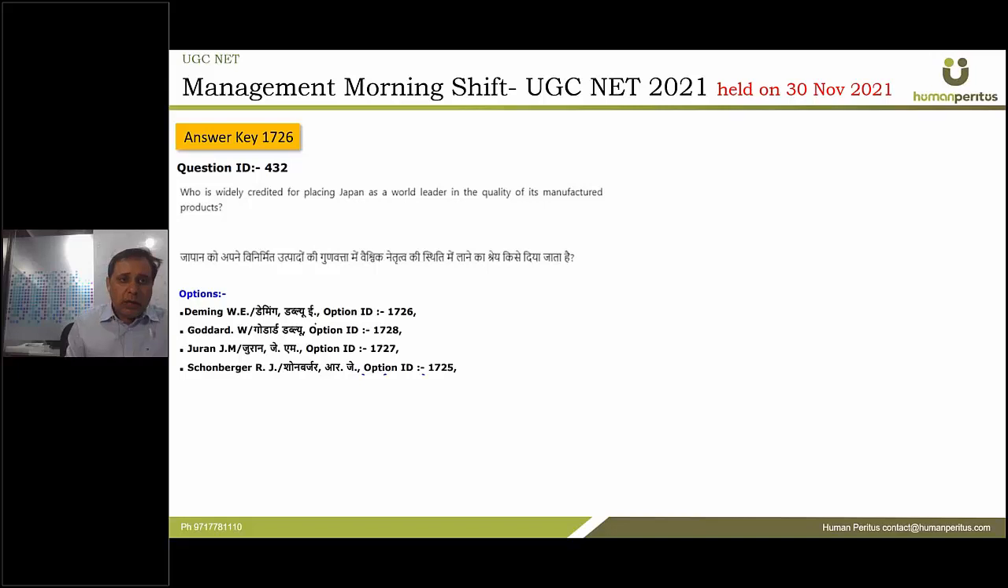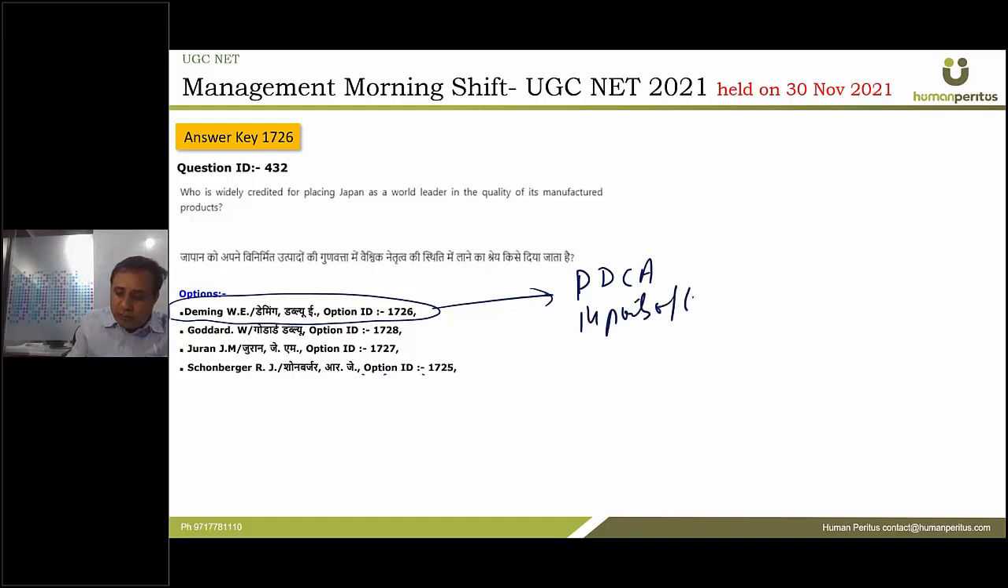Next one. Who is widely credited for placing Japan as world leader in quality? Again, guys, very well-known name, W. E. Deming. So what did Deming ji do? Deming ji gave a lot of concepts like PDCA, which in some books you will also find written as PDSA. He is also known as father of modern quality. So he gave 14 points of quality.